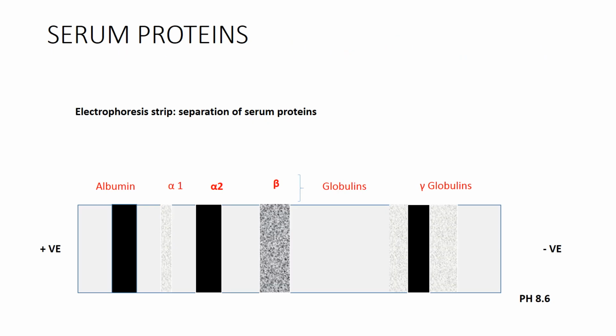So blood, among other things, contains various types of proteins, and these proteins can be separated using techniques such as electrophoresis. Here is a drawing of what an actual electrophoresis strip would look like. Under conditions of pH 8.6, we would get separation of serum proteins such that negatively charged proteins such as albumin would be closer to the positive electrode, followed by alpha globulins, beta globulins, and on the far right, we would get our gamma globulins. So these are the various types of proteins that are normally found in blood, and these are the proteins that are prevented from accessing the urine by the next component, which we're going to look at.